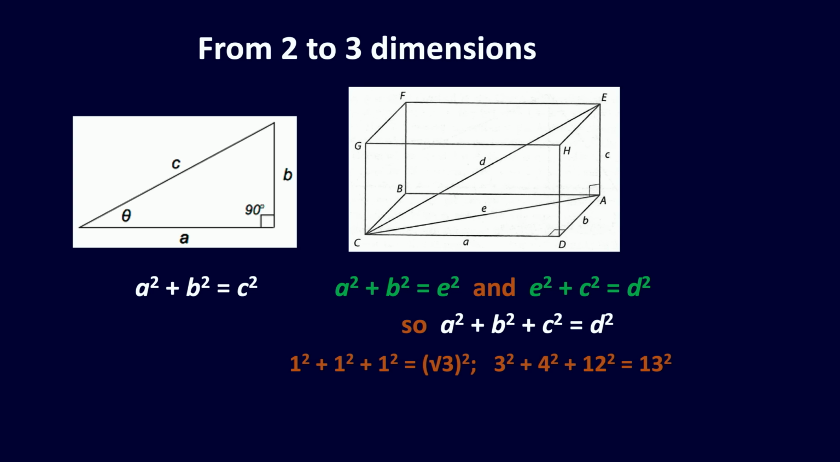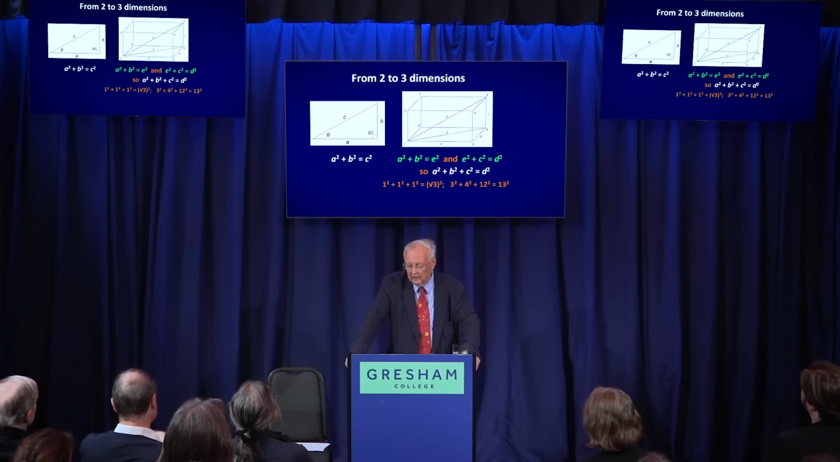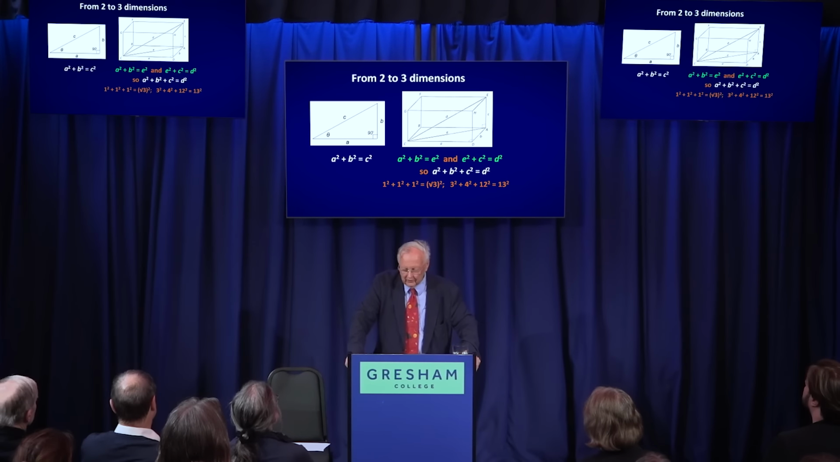So for a cube with side 1, we have 1 squared plus 1 squared plus 1 squared is root 3 squared. And an example with integer lengths is 3 squared plus 4 squared plus 12 squared equals 13 squared. Here's a problem posed by the British puzzler Henry Dudeney in 1917.